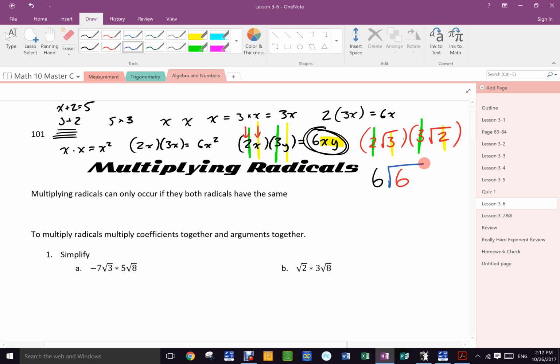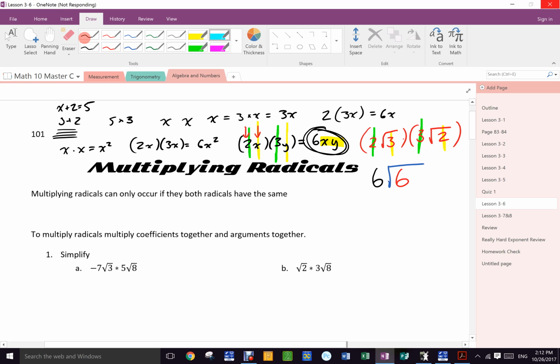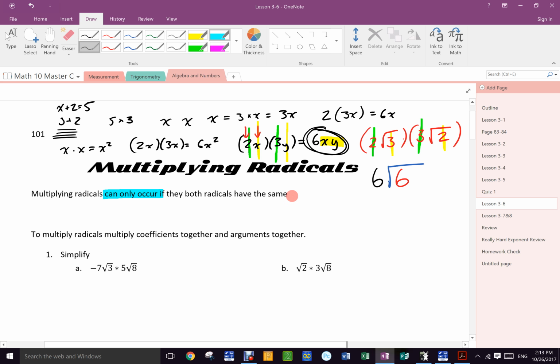Okay? So, there is one little rule. You can only multiply if they have the same index. So everybody write that down while my computer thaws. They can only occur if they have the same index. So here's what that means.